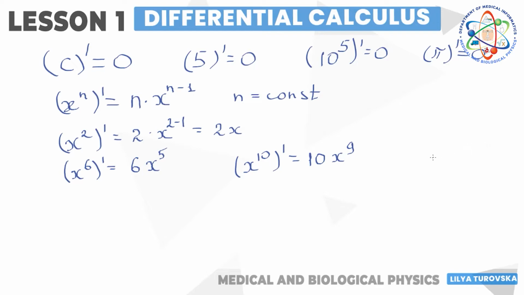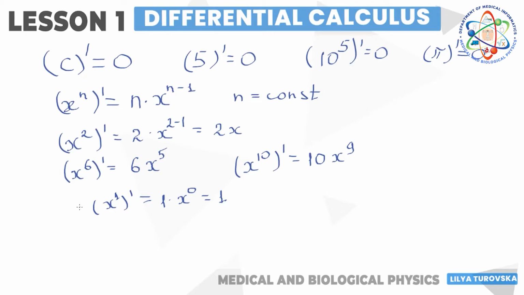One more example. What if we have simply x, the derivative of x? It could be confusing, but you should know that x is x to the 1st power. So what we get? We have 1 times x to the power 1 minus 1, which is 0. Any number to the 0 power is 1. So we get 1. Just remember that the derivative of x is 1.